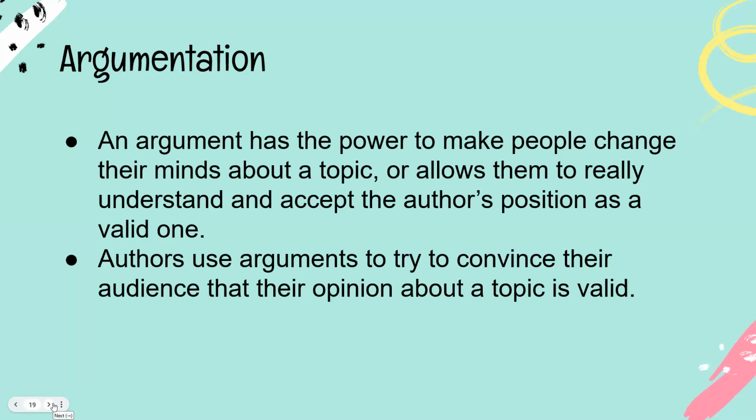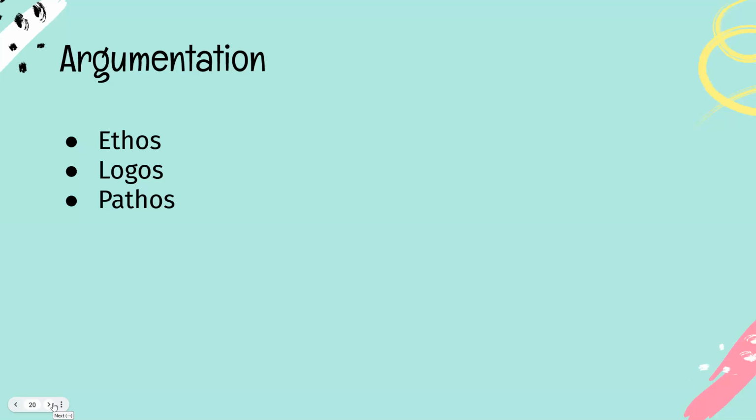Argumentation. So our third paper, we wrote an argumentative paper, and the entire point of an argumentative paper is to try to convince your audience to believe your opinion about a topic. So we do this by establishing ethos, logos, and pathos. If you recall, ethos is an appeal to character. So we want to use subject matter experts in the field of the topic we're writing about to establish ethos. For logos, we're looking at our supporting points.